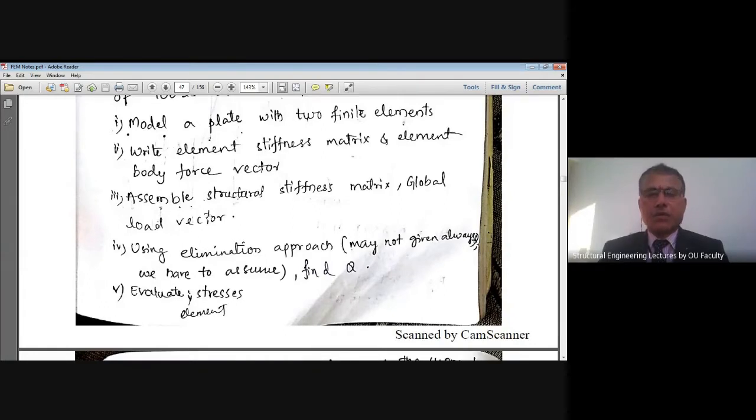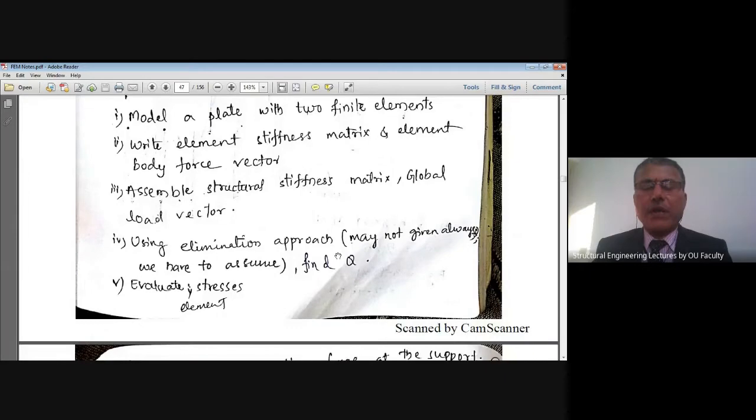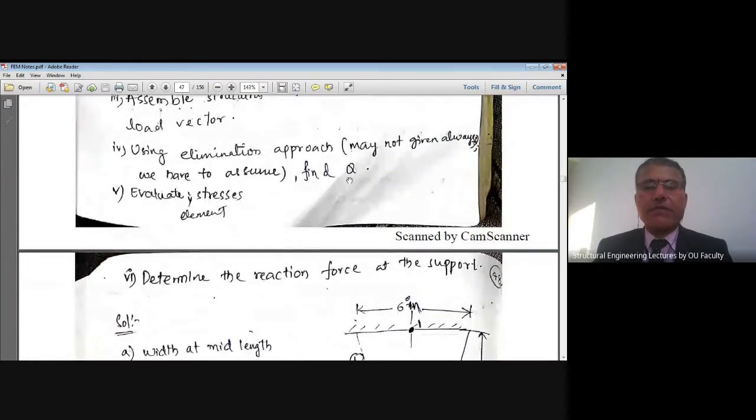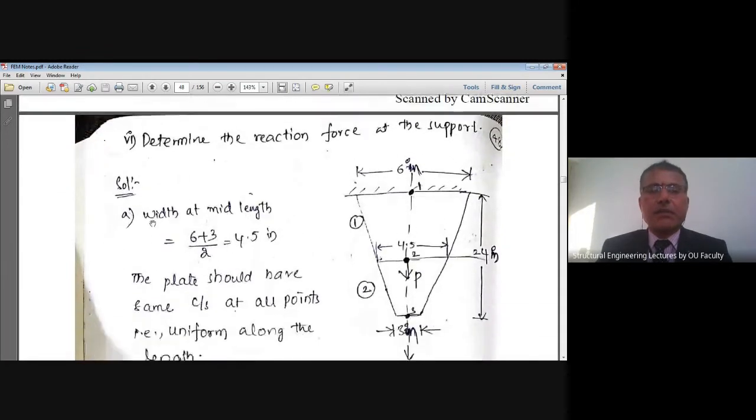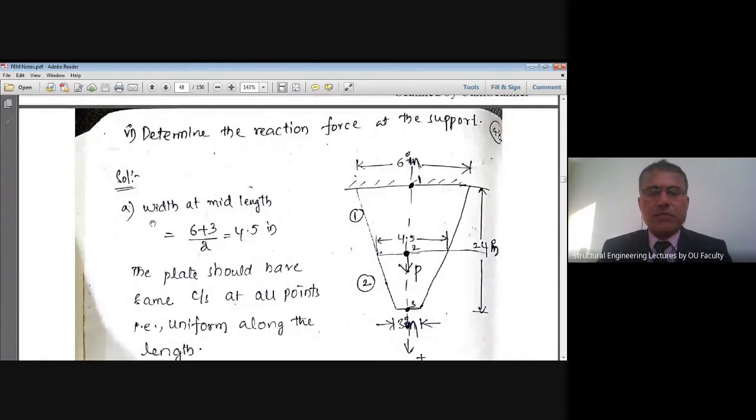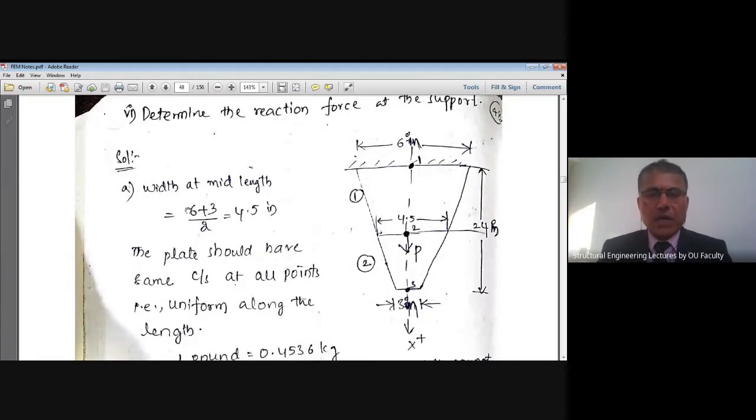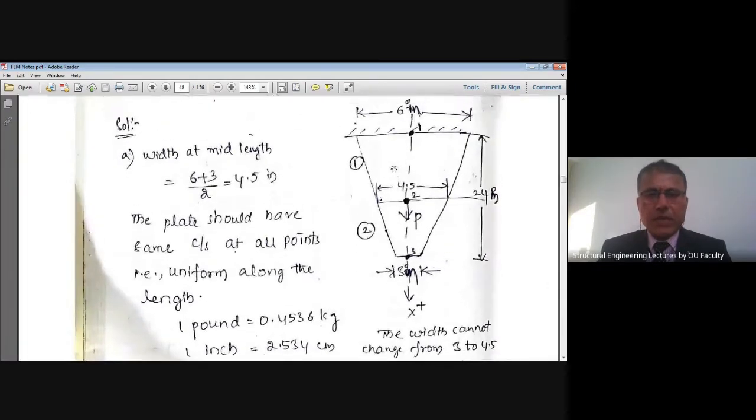Third, assemble the structural stiffness matrix K and global load vector F. Fourth, using the elimination approach, find the global displacement vector, the degrees of freedom vector. The fifth is to evaluate the element stresses σ, and the sixth is to determine the reaction forces at the supports, meaning R1, R2 and so on. That is how the thin steel plate is. Actually, this is exactly a steel plate, students.